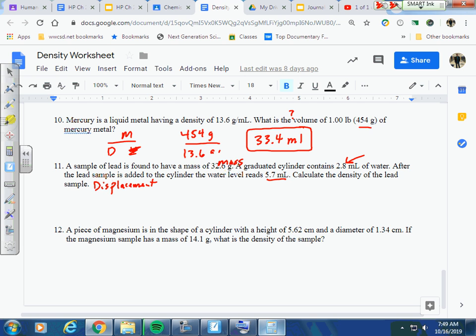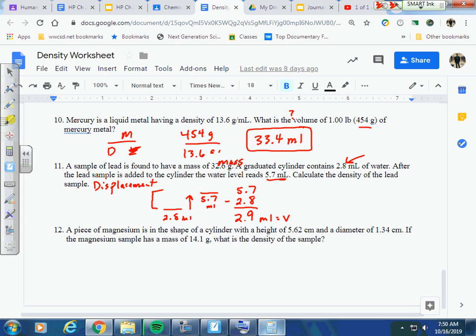So when we started, it was only at like 2.8, but then when we put the object in, it goes up to 5.7. So this difference in volume is due to the object that we're putting in there, so this lead sample. So if it goes up to 5.7 and it was initially at 2.8, I can just subtract and find out that the volume of the lead sample, they're talking about milliliters, all right, is 2.9 milliliters. It's just a difference. That's what made the water level go up. So now I have the volume.